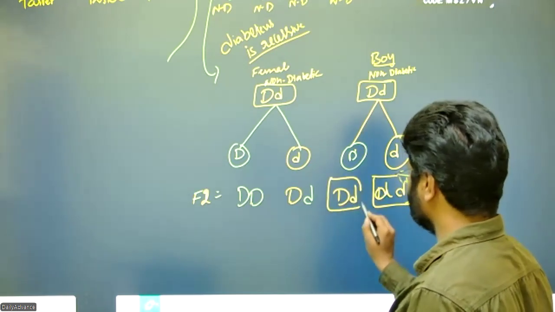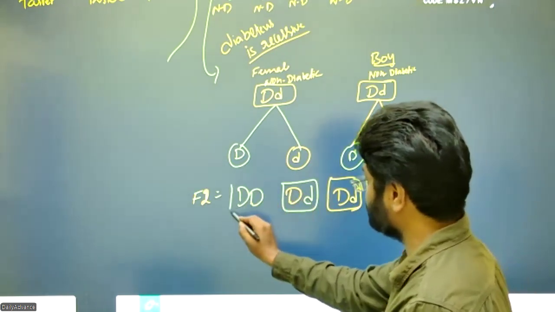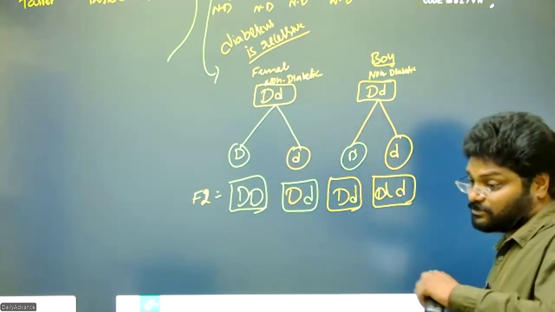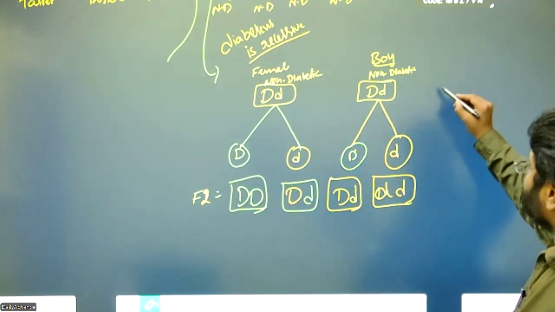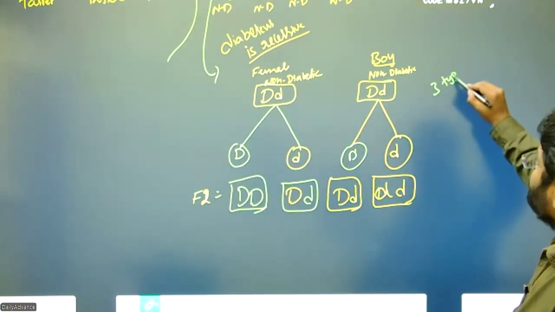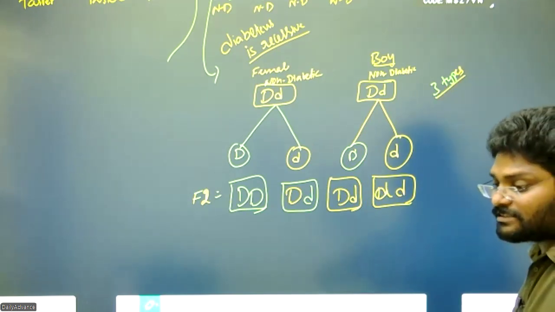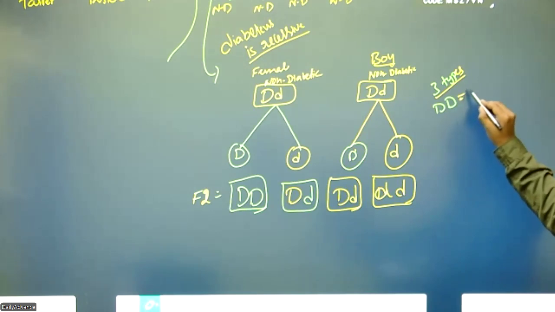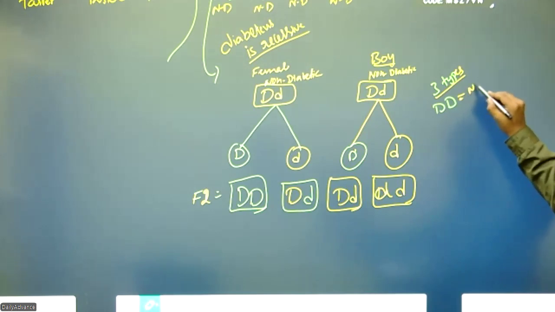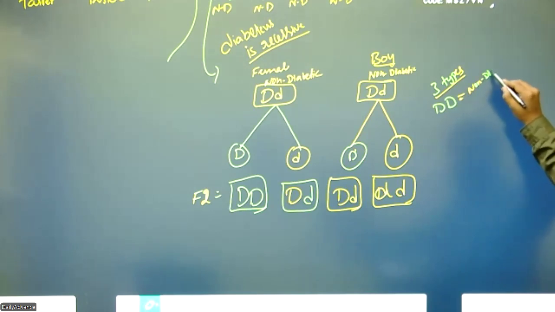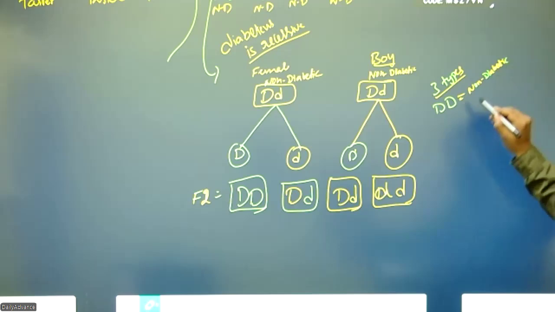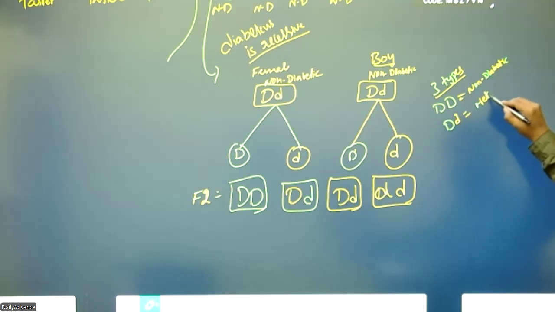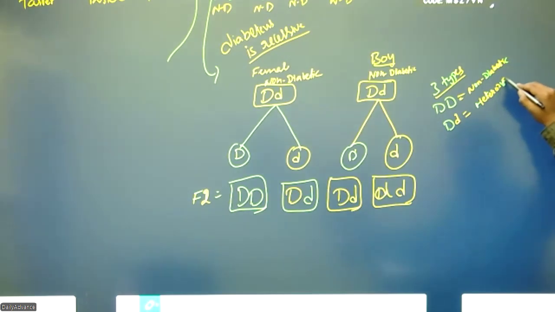So how many types of genotypes appeared in the F2 generation? 3 types of genotypes. That means the children are born with 3 types of genotypes. Capital D capital D, 100% non-diabetic. Capital D, small d, heterozygous non-diabetic.